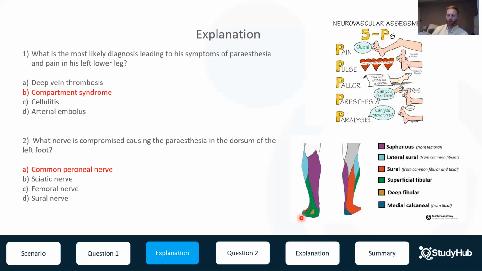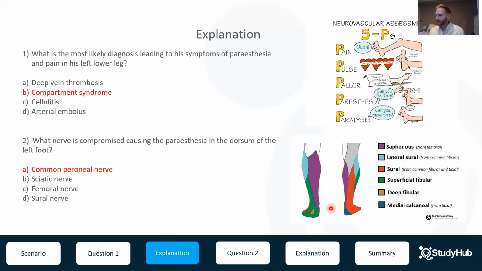If you just had loss of sensation in the first web space, it's likely to be the anterior compartment. So it's very useful to know your anatomy again in orthopedics to be able to work out which compartment might be affected in compartment syndrome.